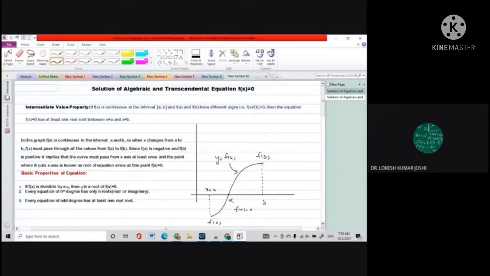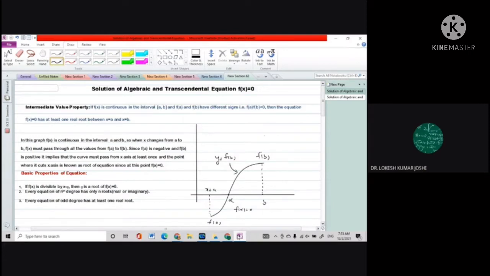Hello everyone. In this lecture, I am going to discuss with you the most important property which we use in the solution of algebraic and transcendental equations f(x) = 0. Whenever we have an equation f(x) = 0 and we have to find its root or approximate its root, then we use one property to trap the root.